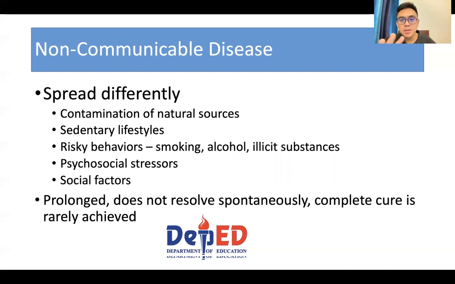So aside from communicable diseases, as I've mentioned earlier, we also have non-communicable diseases. And compared to infectious diseases that spread very rapidly, NCDs usually occur and develop over a very long time. So they spread differently. They might spread in terms of contaminating natural sources. They might be a result of sedentary lifestyles, risky behaviors, various psychosocial stressors for mental health concerns, as well as social factors. Usually, NCDs are chronic in nature, meaning they are long-term and they do not resolve spontaneously, as compared to most of the infectious diseases. And of course, complete cure is rarely achieved.